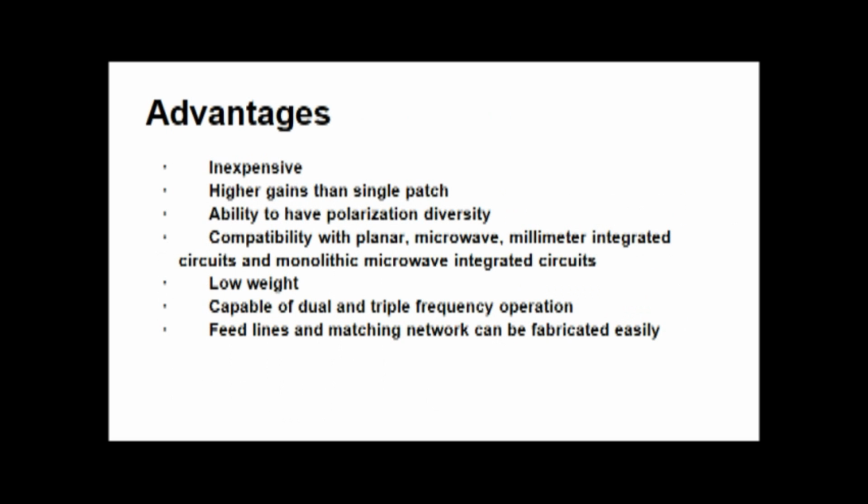So I'm going to be talking about the advantages and disadvantages of the circular patch microstrip antennas, and I'll start off with the advantages. So first of all, they're inexpensive because of their simple structure, and they provide higher gains than a single patch. An advantage that these kinds of antennas have is their ability to have polarization diversity. So they can be designed to have vertical, horizontal, right-hand circular, and left-hand circular polarization. And this is done using multiple feed points or a single feed point, and that makes them really useful and able to be used for a lot of different purposes.